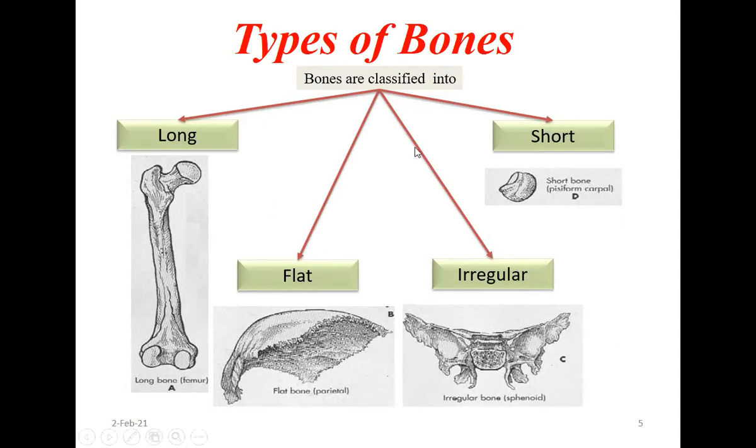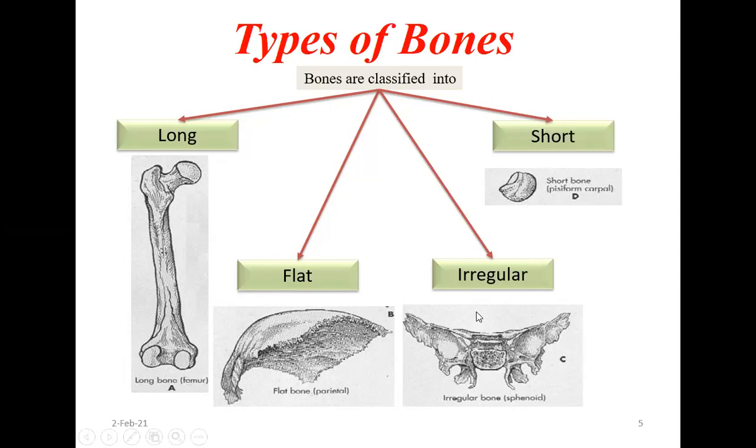Then we have the short bones. Just opposite to the long bones, there are short bones, which are very small bones, like the pisiform carpal bone. Then there are flat bones, which form the skull. Those are called flat bones. This is one of the bones of the skull. This is the parietal bone.